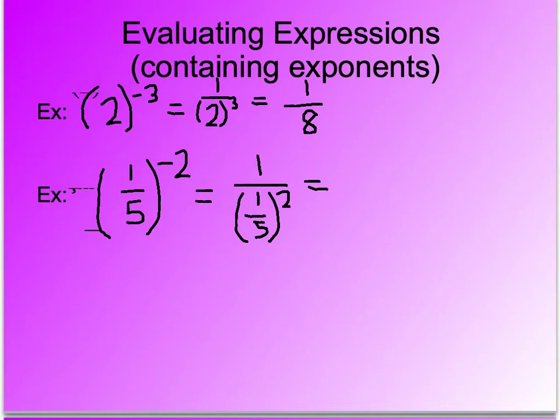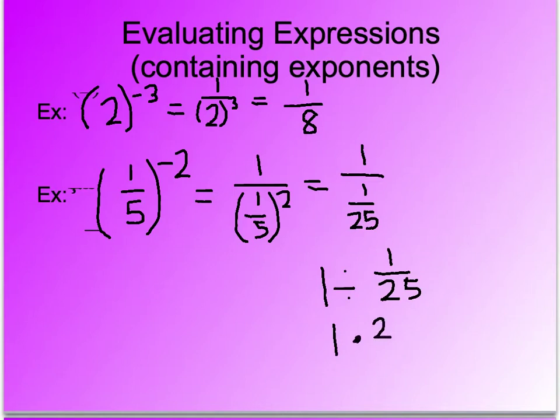If I do 1/5 squared, I get 1 over 25, so I have 1 divided by 1 over 25. And if I were to work all that out and show all my work, that would be 1 divided by 1 over 25. And so when I divide fractions, I have to flip the second and multiply. So I have 1 times 25 over 1, which is equal to 25.